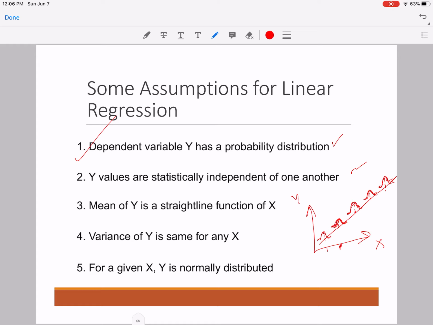In fact, I had given you a task, if you recall, early in the semester, where I asked you to perform an experiment that is akin to rolling a die a certain number of times. I asked you to roll a die 6 times and take the average. Each one of you actually gave me a different average. And when I constructed a histogram of those averages, I got a normal distribution. So that's assumption number 5, that for a given x, y is normally distributed.